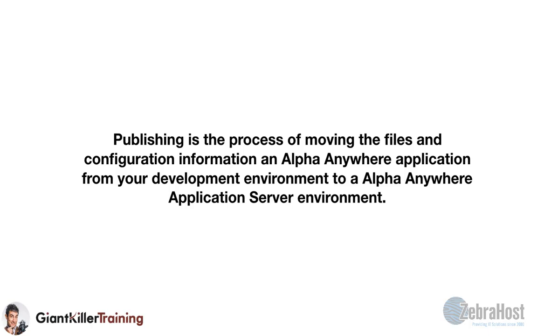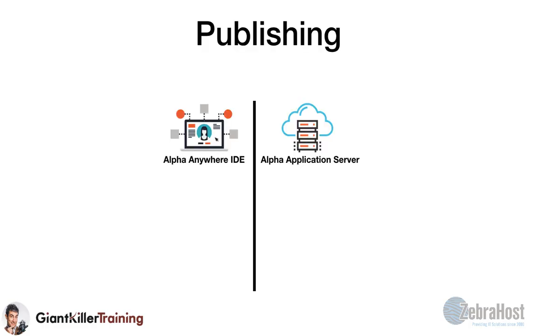So publishing is really a combination of moving, but also, more importantly, configuring things so that it's going to work correctly on that environment. Let's talk a little bit more about what's going on there. On the left-hand side, you'll see we have our Alpha Anywhere IDE. This is where you're doing your development, and that's up to now probably where you've been spending most of your time. On the right-hand side, you have the Alpha Application Server. This is where you need to have the files so that outside people can access your system or application.